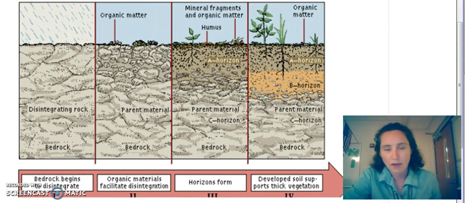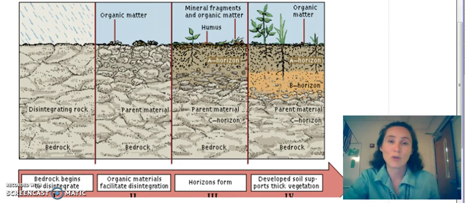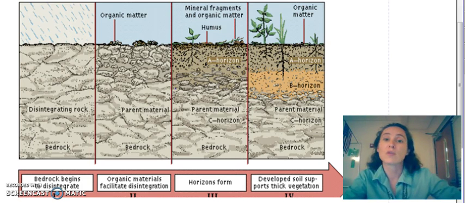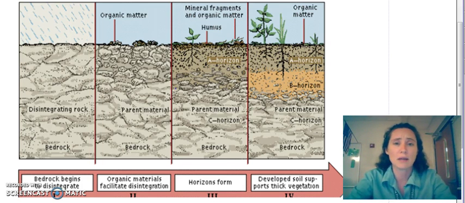So after the earth was made and cooled on the exterior, you had solid rock. How did that solid rock create soil? It's through a process called weathering and erosion. Weathering is when rock is broken down, and the two major types of weathering are by water or by wind.